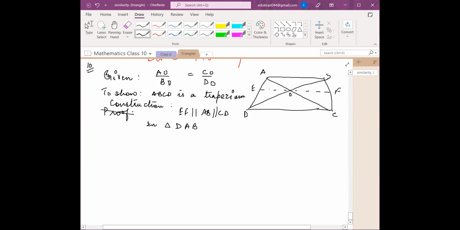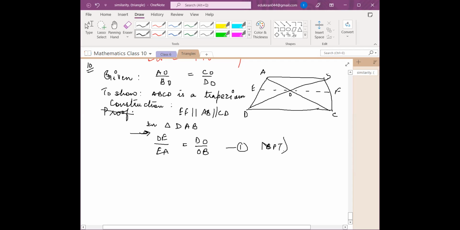In triangle DAB, you are writing DE upon EA. There's no mention of the theorem here in your copy. Oh, you wrote in brackets B.P.T. Okay, fine, I didn't see. So DE upon EA is equal to what you have written, DO upon OB. This is BPT. Okay, all right.